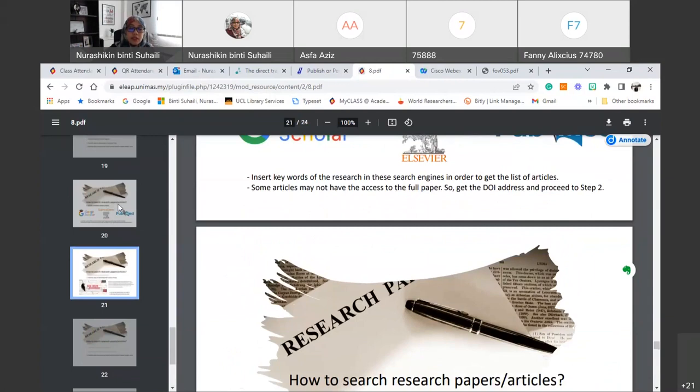And I forgot to mention ResearchGate. Do you know ResearchGate? ResearchGate is a social media, like Facebook, but the purpose of ResearchGate is to connect researchers. So the theme is about research. When you join ResearchGate, you follow people and you can be followed by others. Same concept as Facebook, but you are talking about research.